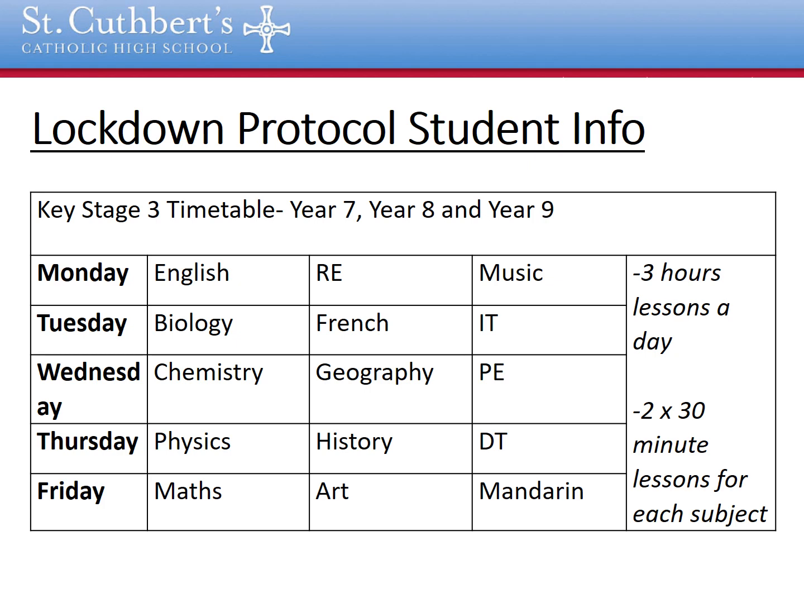So the first timetable we can see here is for Key Stage 3, and basically the boys study 15 subjects, and we've split each day up into 3, so 3 hours worth of lessons a day. So each subject will do 2 30-minute lessons for that week. Now, Mandarin on Friday afternoon is only done by a handful of classes, and for the boys who don't do Mandarin, we're going to encourage them to do some form of physical activity to help them with their physical and mental well-being.